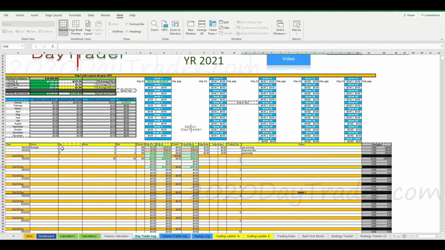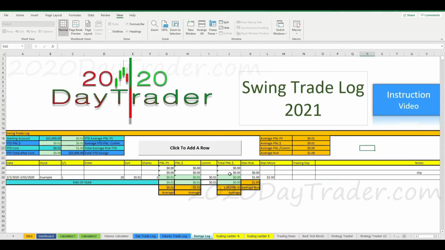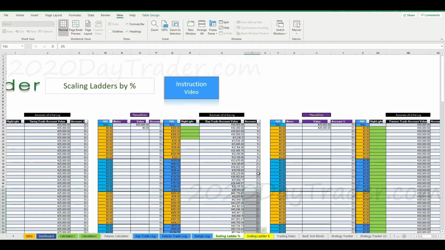Day trade log over here. I can put in my ticker, long, short, entry, exit, shares, all that good stuff, and track my trades. I can see my daily totals, monthly totals, weekly totals, all my statistics over here, what my average win is, what my average risk is, all that stuff to help me become a better trader. We have a futures and Forex log, a swing trading log. They're different because there are different things that go with each one of those.